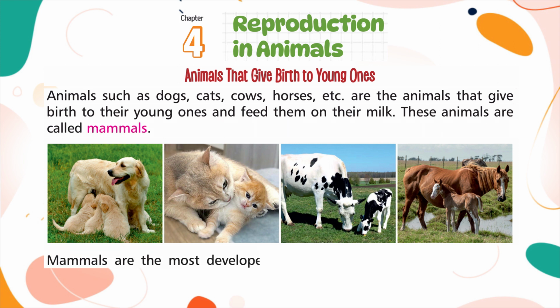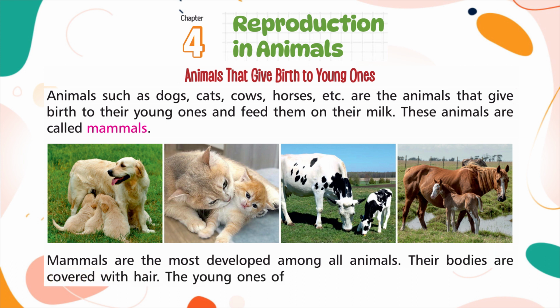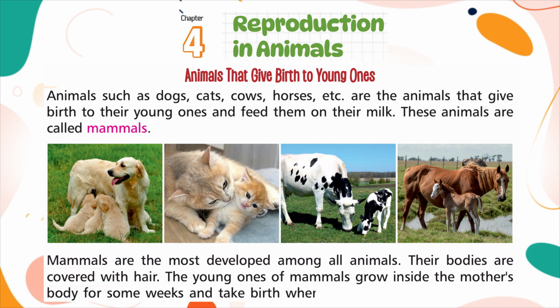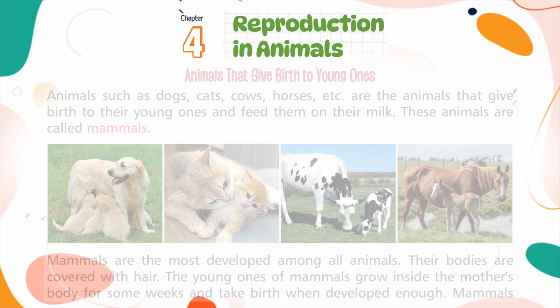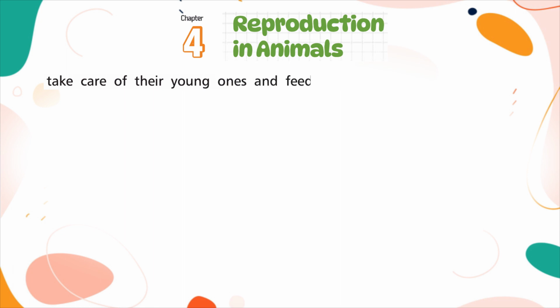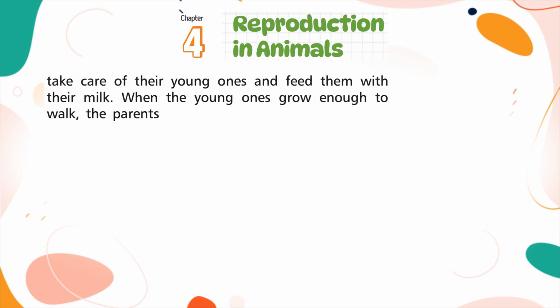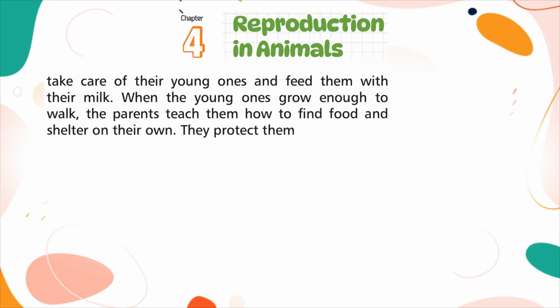Mammals are the most developed among all animals. Their bodies are covered with hair. The young ones of mammals grow inside the mother's body for some weeks and take birth when developed enough. Mammals take care of their young ones and feed them with their milk. When the young ones grow enough to walk, the parents teach them how to find food and shelter on their own. They protect them from enemies.